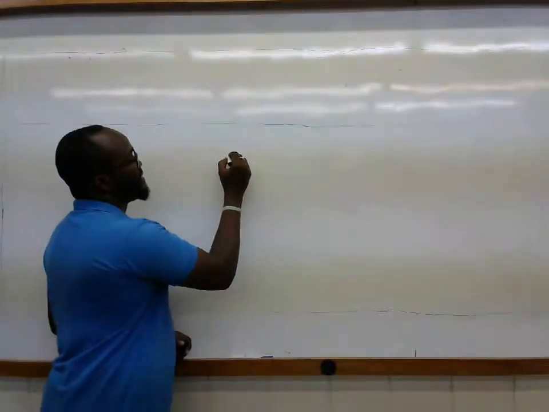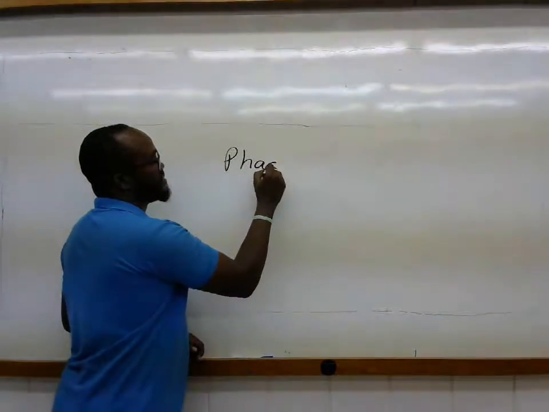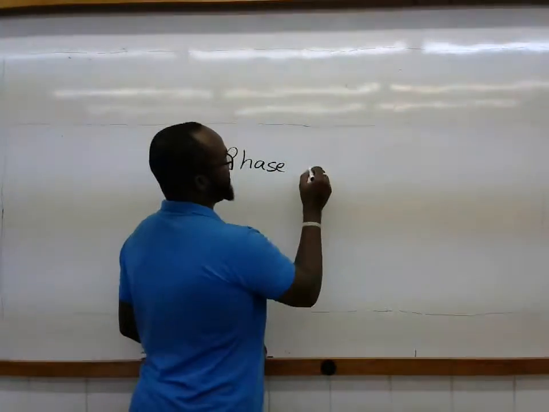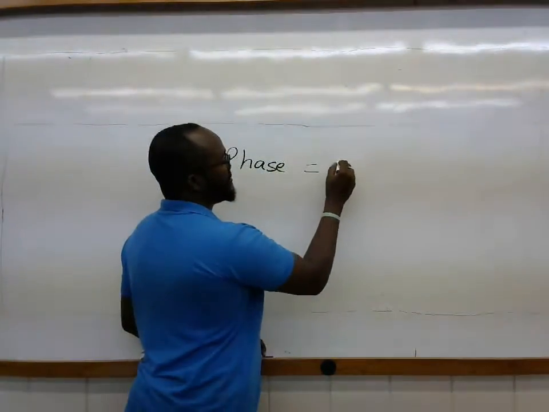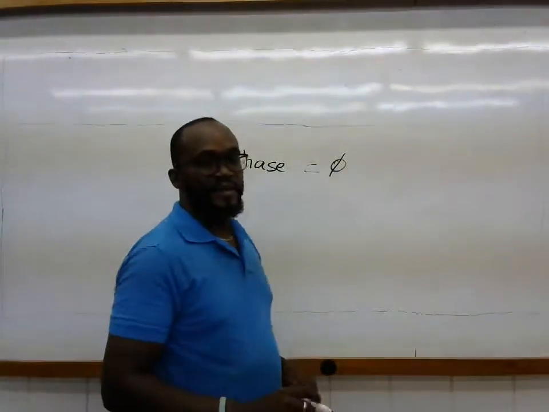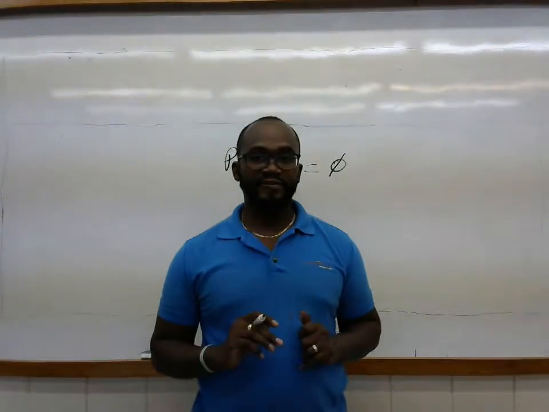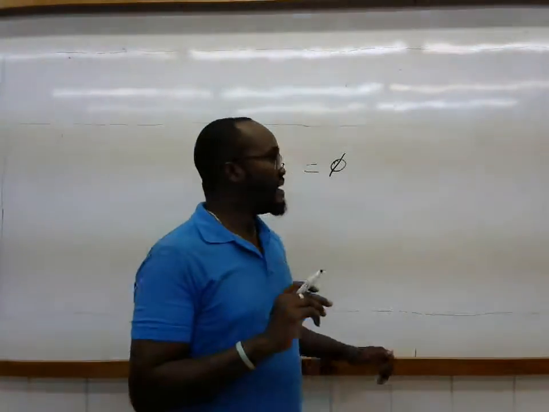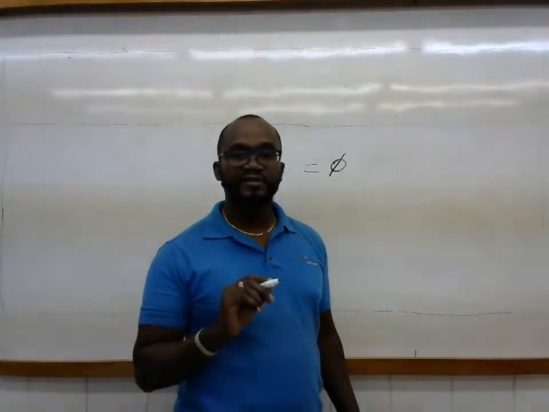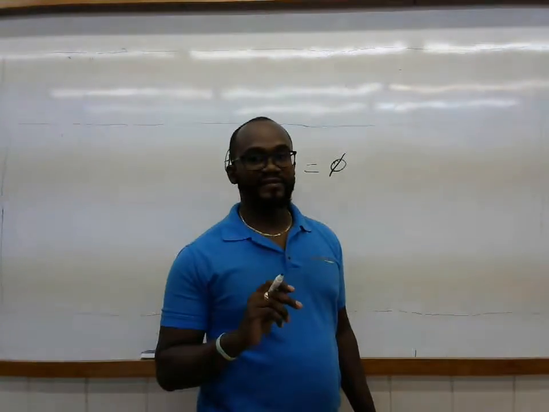So, a phase. What is a phase? Well, represented by the symbol phi. A phase is a group of concurrent movements with the right of way. Again, a phase is a group of concurrent movements with the right of way.